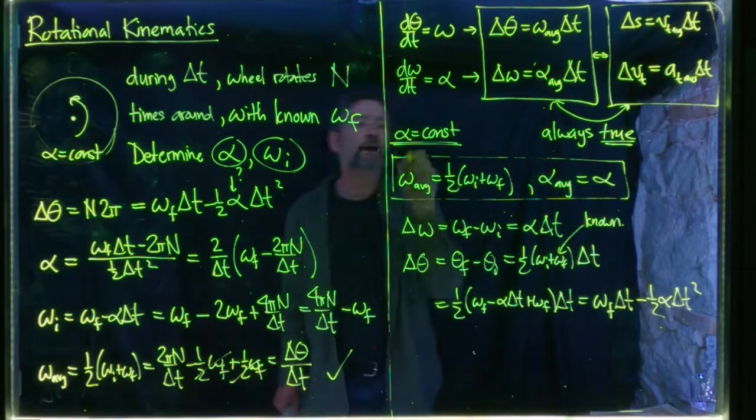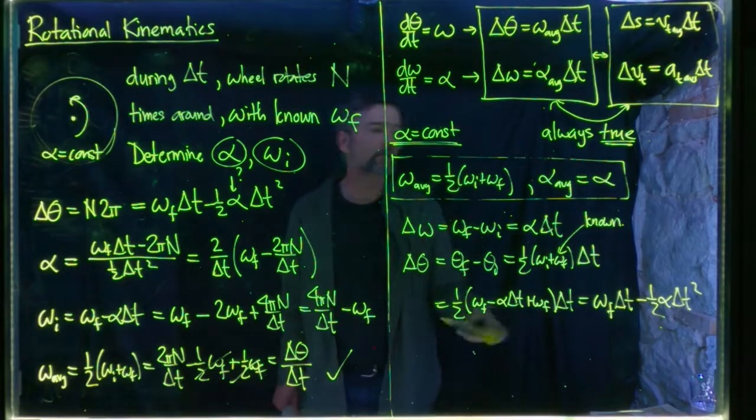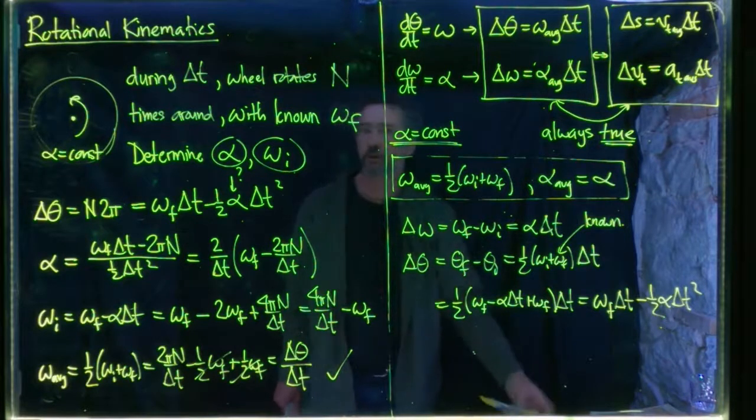In the case that the angular acceleration alpha is constant, then just like in linear motion, the average velocity is 1/2 initial plus final. Here, the average angular velocity is 1/2 initial plus final angular velocity, and the average angular acceleration is just the constant angular acceleration. And then we can plug these two relationships into these formulas and generate all kinds of other formulas, whatever we need for our given problem.